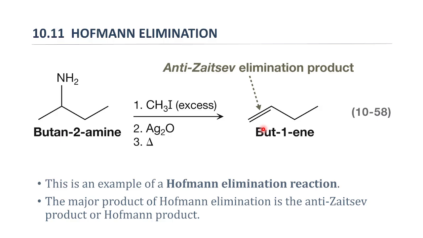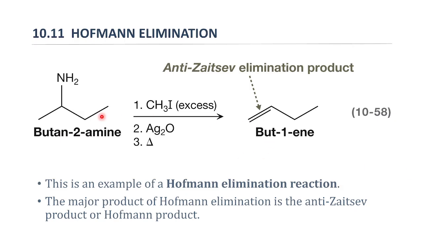Okay, so let's look at the Hofmann elimination, another named reaction. Okay, so this right here is actually a Hofmann elimination reaction. The major product of the Hofmann elimination is going to be what's called the anti-Zaitsev elimination product, or the Hofmann product.